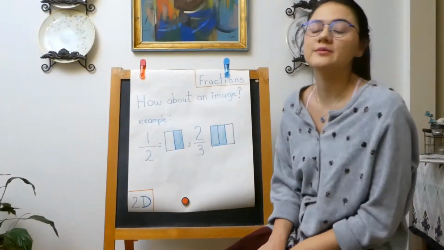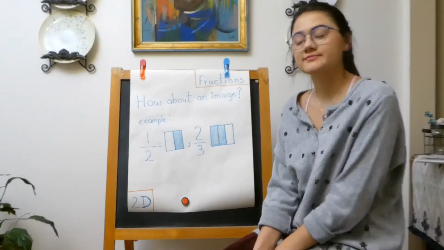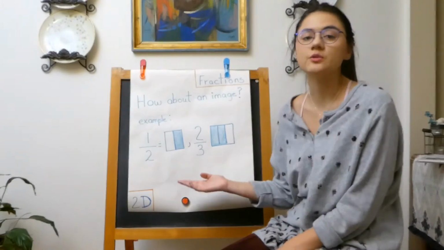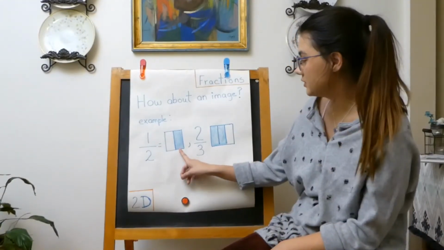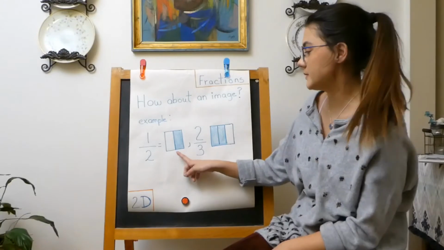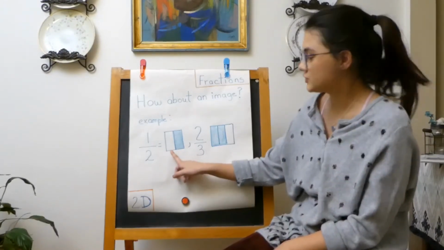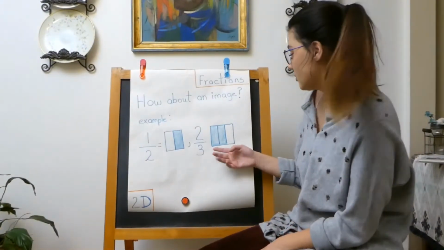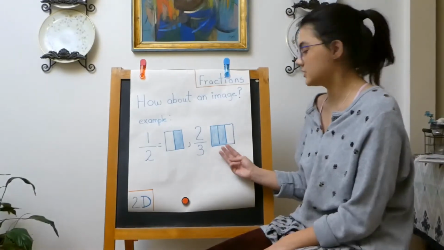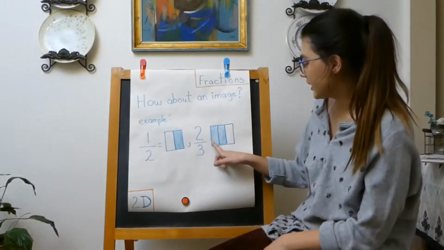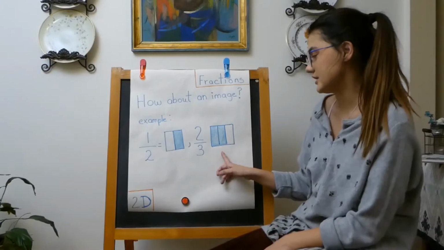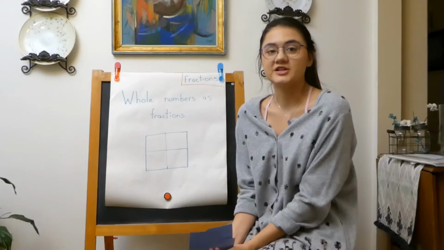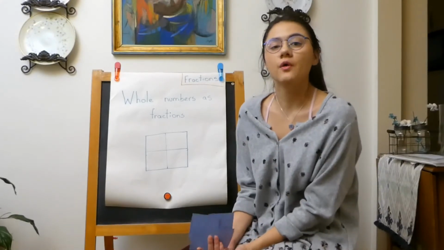So how about we make an image for each of our fractions? Here for example of 1/2, we have a rectangle cut into 2 equal parts. And we can see that one part is shaded in. So this represents 1/2. One of the 2 parts is shaded in. Here, in our example of 2/3, we have another rectangle, but this one's cut into 3 parts. And we can see that 2 parts of the 3 are shaded in. So this represents 2/3.